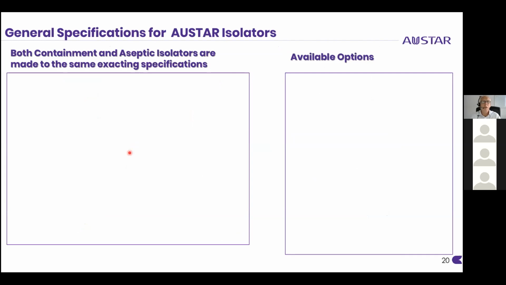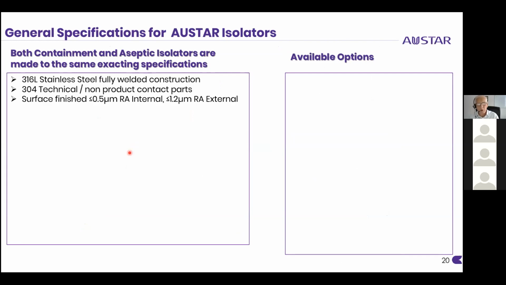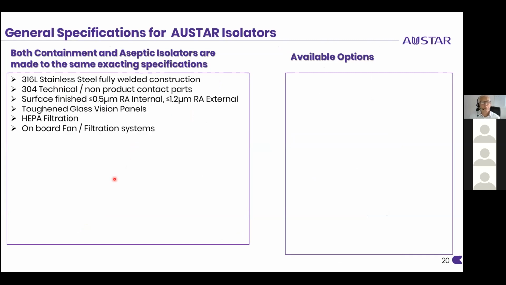So general specifications for Austar isolators. Both aseptic and containment isolators are made to the same specifications. All product contact parts are 316L stainless steel. The non-product contact parts are 304, and they're surface finished to a very smooth finish inside, and externally also a good quality finish. Generally have toughened glass vision panels, HEPA filtration with onboard fan and filtration systems. We have controlled pressure cascades. We go back there to dynamic barriers. That's a dynamic barrier there.